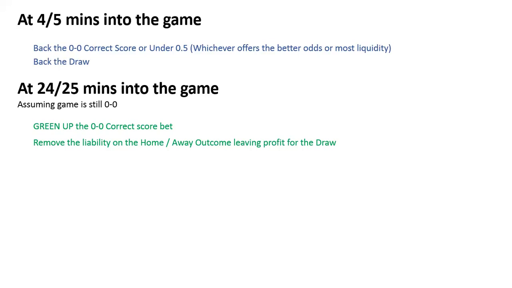I would remove the liability on the home and away. So if the match ends with a home win or an away win, you would be scratch. If it ends in a draw, you would be profitable, but at a lower level than you would be from your original bet that you placed on the 4 to 5 minute mark. So that's all well and good, and that happens probably 90% of the time.